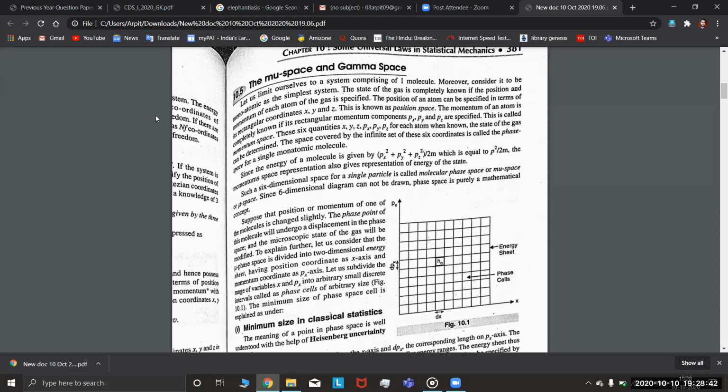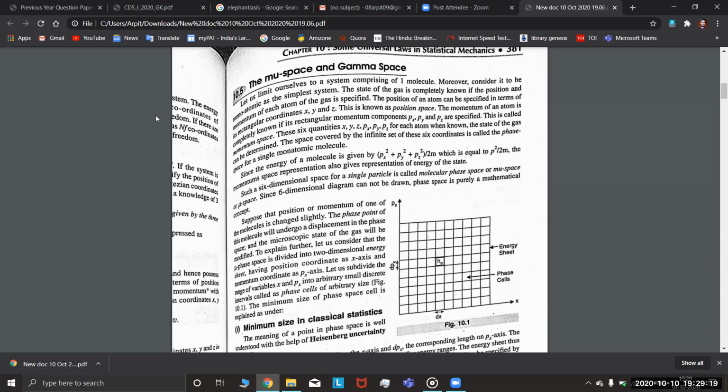The position of an atom can be specified in rectangular coordinates x, y, z, and it's known as position space. Similarly, the momentum is completely known if the rectangular momentum components px, py, pz are specified. This is called momentum space. Now these six quantities for each atom, when known, determine the state of the gas. The space covered by the infinite set of these six coordinates is called the phase space for a single monatomic molecule. It can have infinite possible values because px, py, pz can be anything, and the same for x, y, z also.